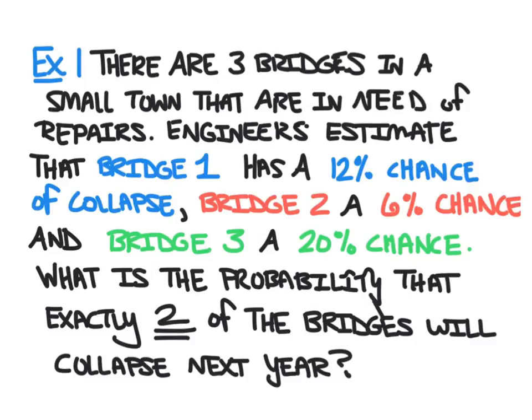There's three bridges in a small town, and all of these bridges are in dire need of repairs. So engineers have estimated that Bridge 1 has a 12% chance of collapsing in the next year. All right, and Bridge 2 has a 6% chance, and Bridge 3 has a 20% chance of collapse. So the question is, what's the probability that exactly two of the bridges will collapse next year? All right, let's keep that in our mind. We're going to form our probability tree, and then we're going to come back to this question.